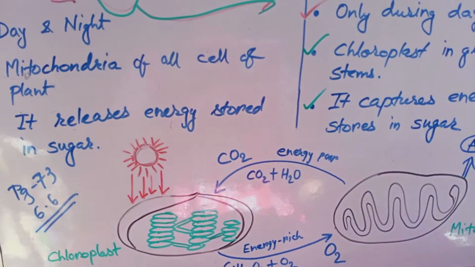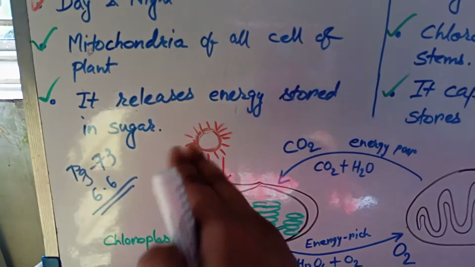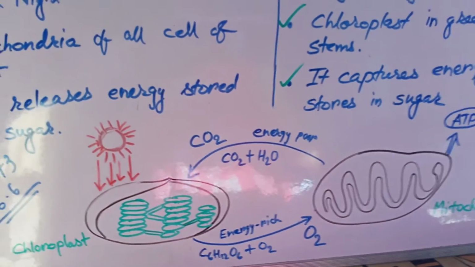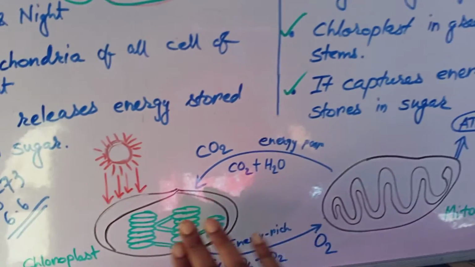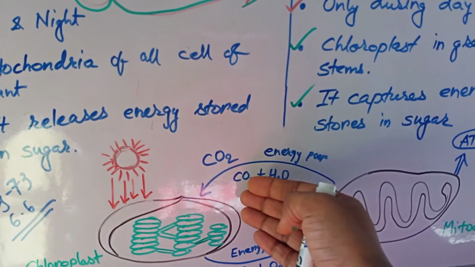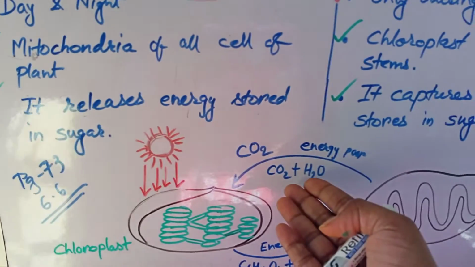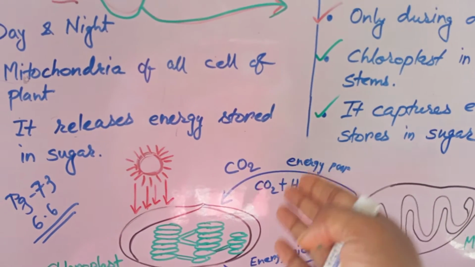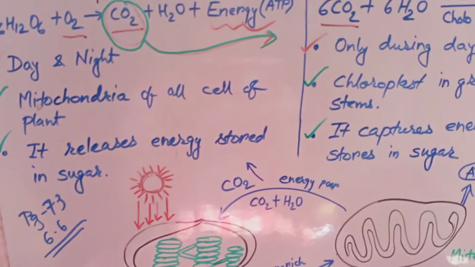At night, what happens? This process stops completely since there is no sunlight, right? But respiration carries on throughout day and night. So this part is omitted, but at night the release of carbon dioxide carries on. Since it can't be used up by the plant at that time, it becomes surplus. So this carbon dioxide is then released into the atmosphere.